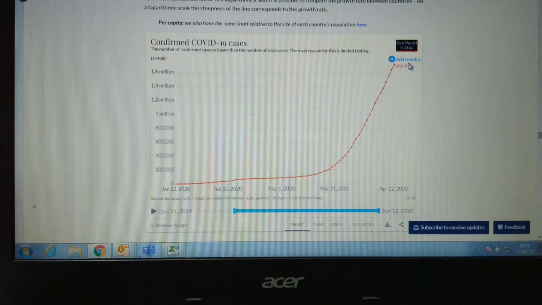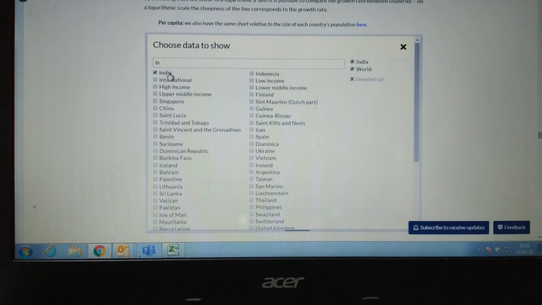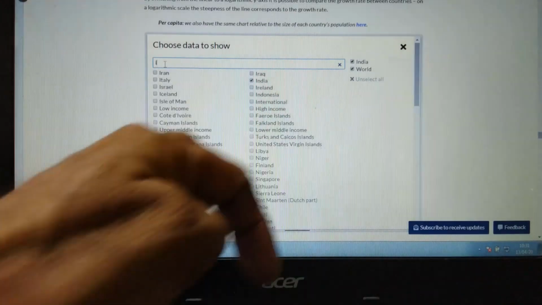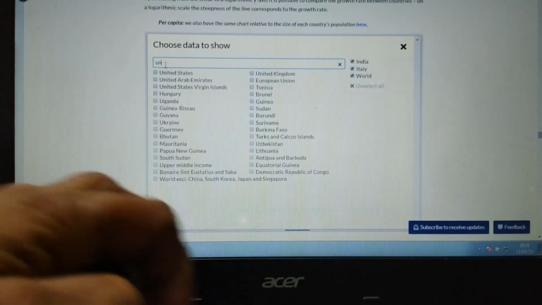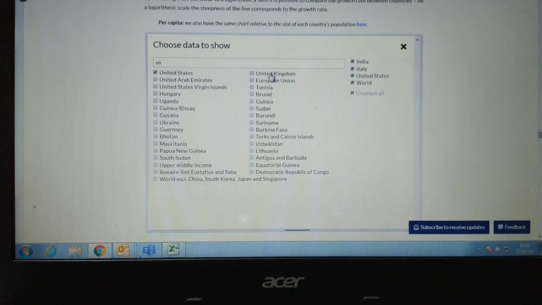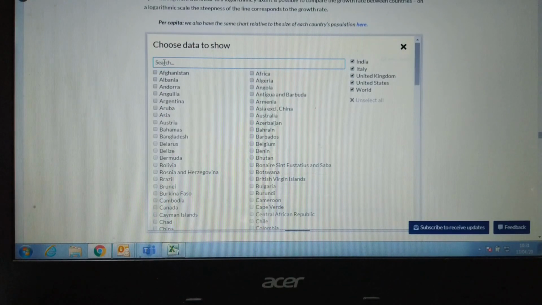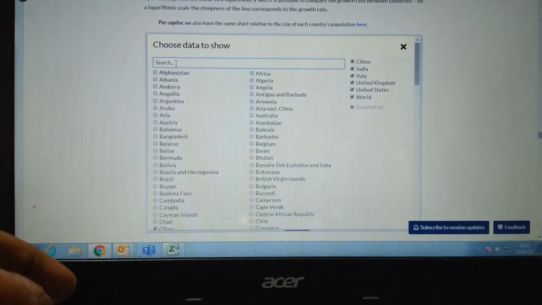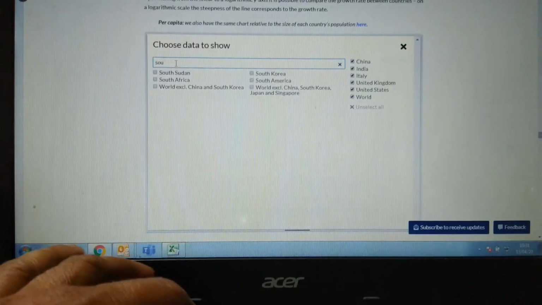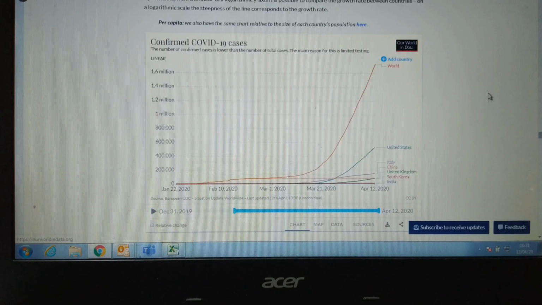Now let's see total country. Here are total cases in terms of different countries. Let's say India. I can put Italy, of course United States and United Kingdom, the two main countries which are seeing a very bad situation. Also let's put China and maybe South Korea.